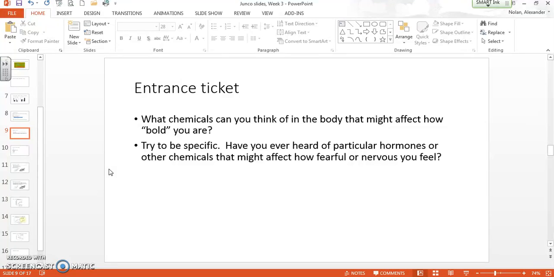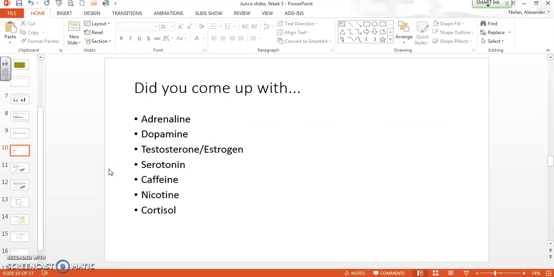So let's think of some of these chemicals that students brought up. Did you come up with maybe adrenaline? This is a really common idea that students came up with. While adrenaline can make you feel nervous, make your heart beat, make you sweat, make you shiver, it definitely has those physiological impacts on a person.